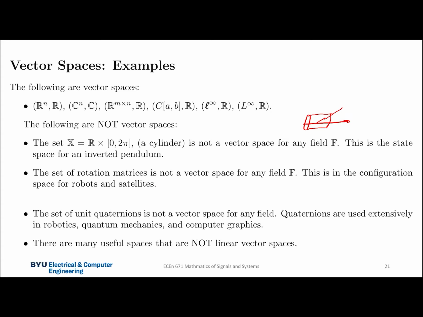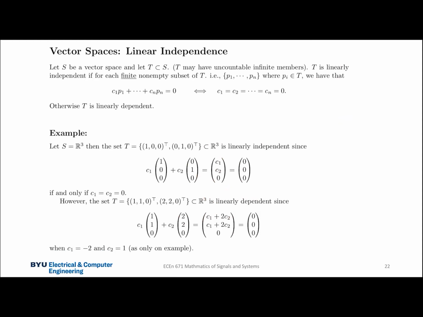Also, the set of rotation matrices with any field F. So, for example, R1 being a rotation matrix plus R2, this is not a rotation matrix. And any scalar times R, this is also not a rotation matrix. Rotation matrices are very important in robotics and other applications. The set of unit quaternions is not a vector space. Quaternions are used extensively in robotics and quantum mechanics and computer graphics. So there are a lot of useful sets that are not vector spaces.